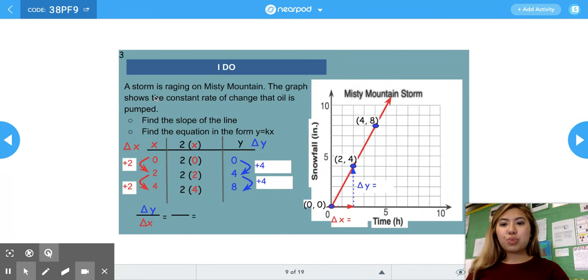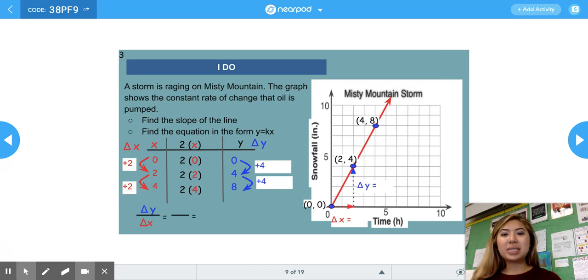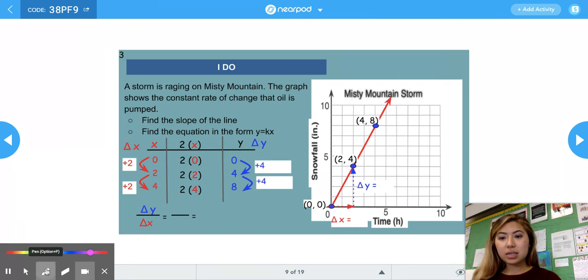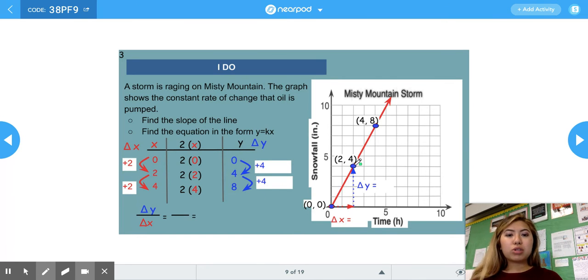This next problem says a storm is raging on Misty Mountain. The graph shows the constant rate of change that oil is pumped. And we have to find the slope as well as find the equation in the form y is equal to k times x. So I've identified 3 different points: (0, 0), (2, 4), and (4, 8). The x values, 0, 2, and 4, are reflected in the left side of the table, and the y values, 0, 4, and 8, are reflected in the right side of the table.